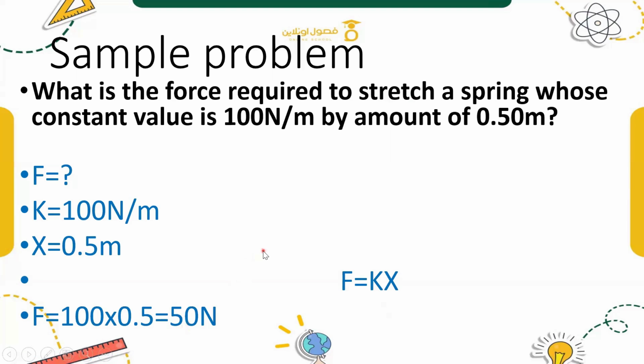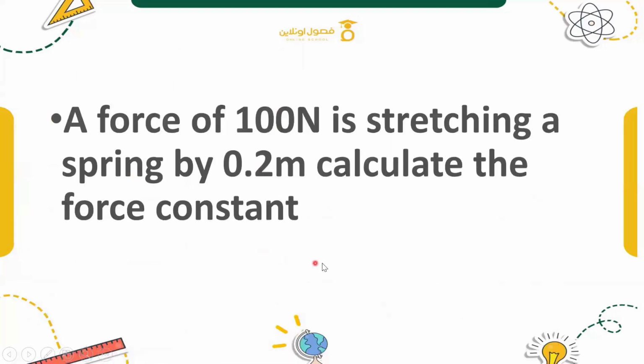You can try this question. A force of 100 Newton is stretching a spring by 0.2 meter. Calculate the force constant. You know the formula F equals kx or F equals negative kx. It says stretching. Then you have the force and the displacement, so you can get the force constant.